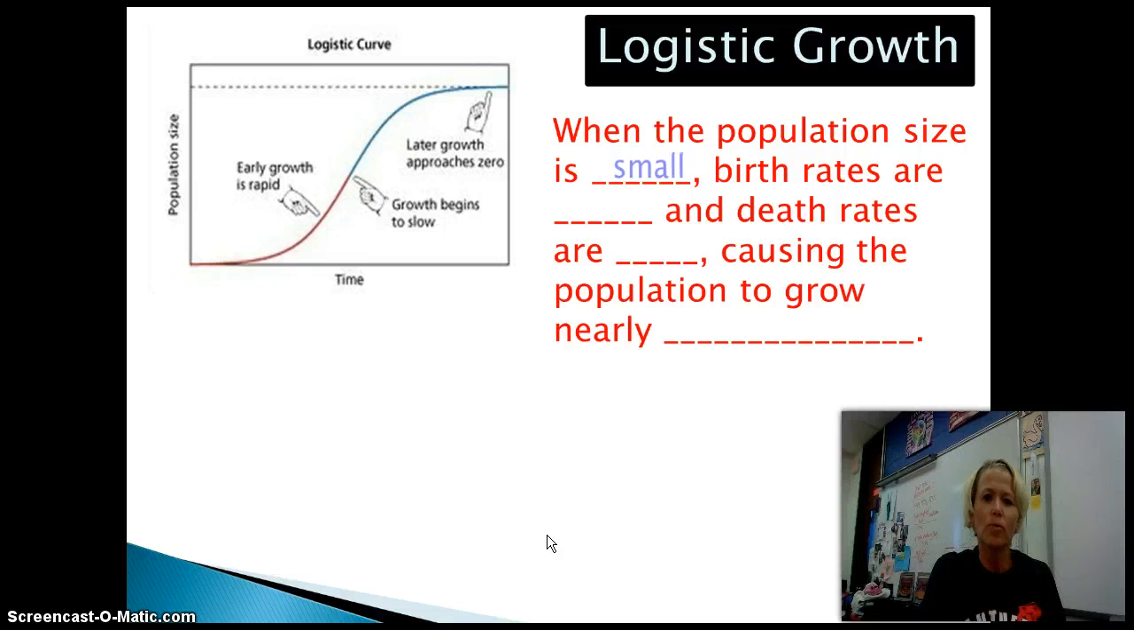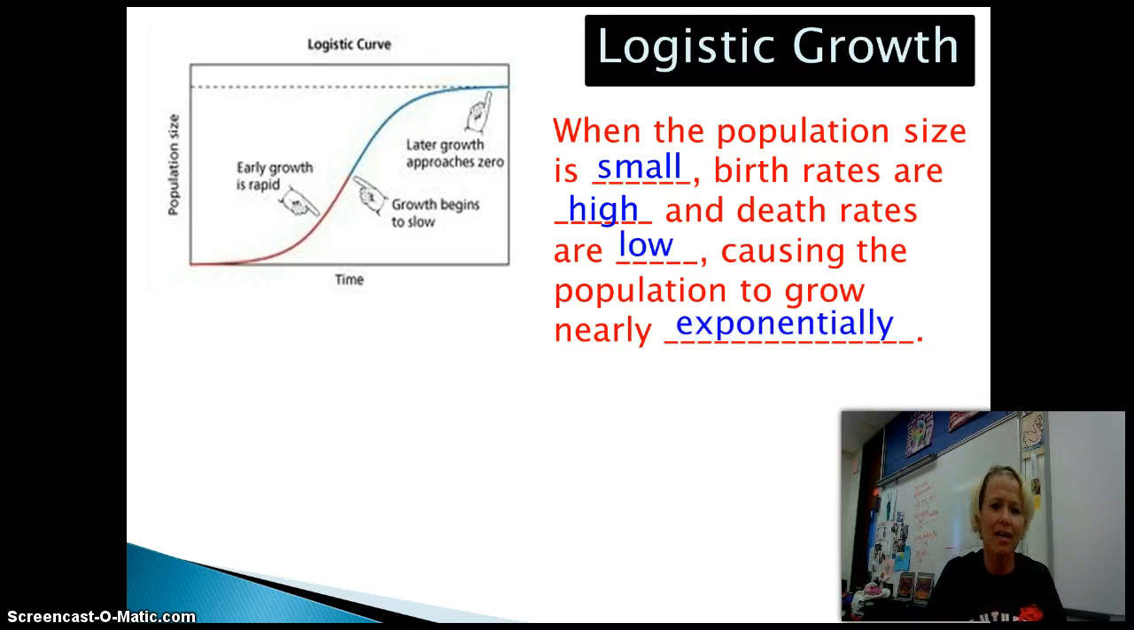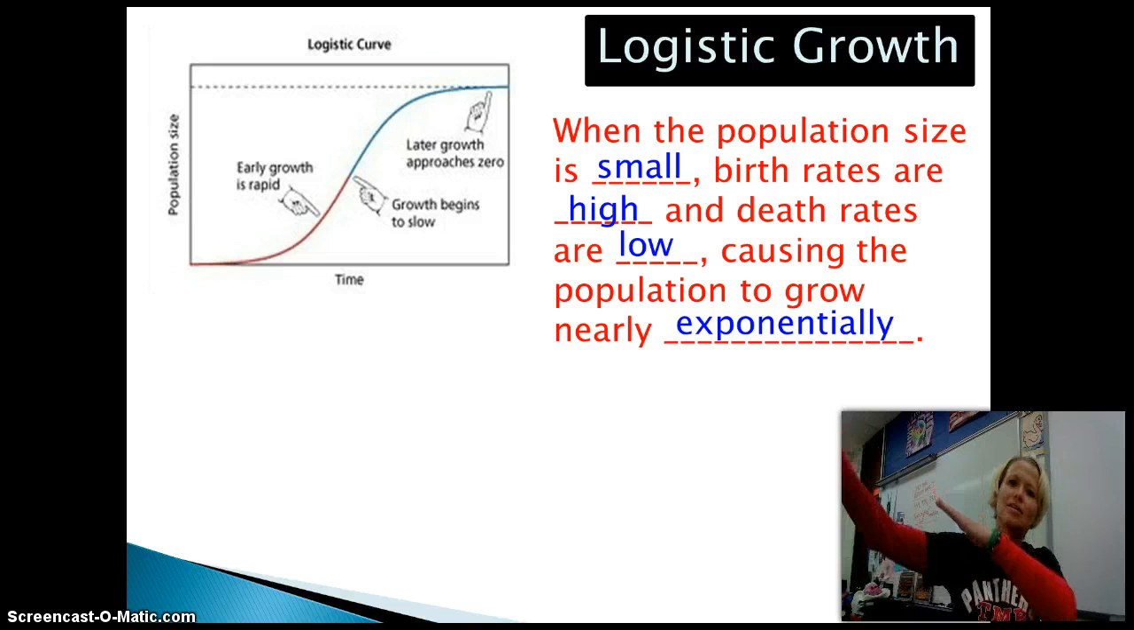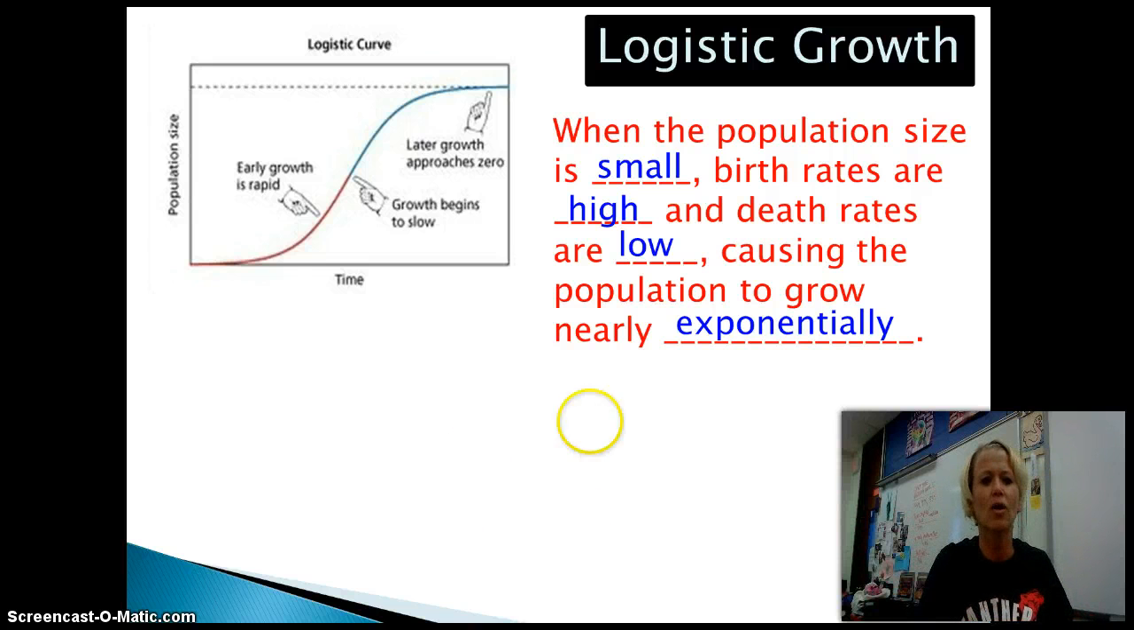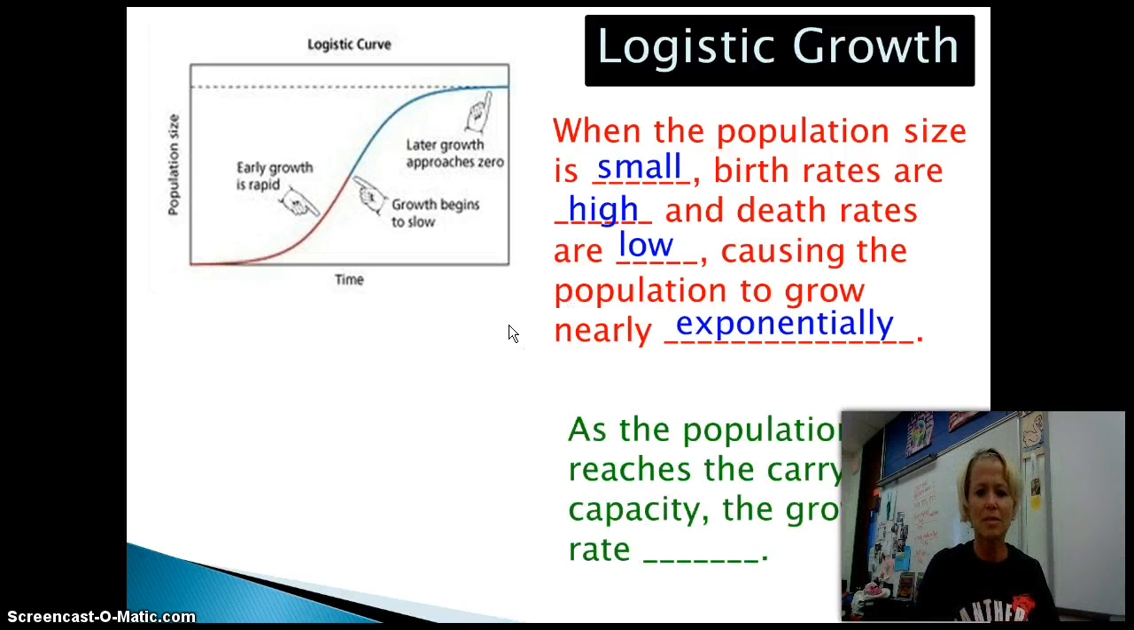Now, when a population size is small and birth rates are high, so you've got a small population, birth rates are high, death rates are low, causing the population to grow nearly exponentially. That's what we call the logistic growth. It's not quite exponential, but we're seeing a pretty steady increase, and then we reach our capacity. It's not quite the same, but we see some similarities. So as the population reaches the carrying capacity, the growth rate starts to slow, and it levels off.